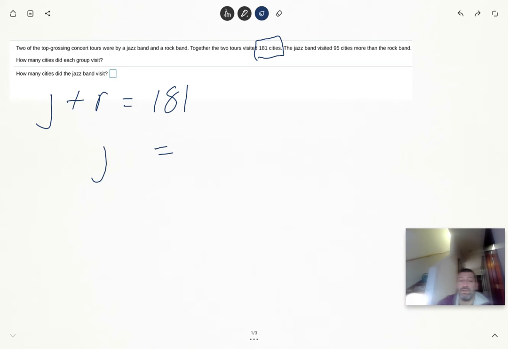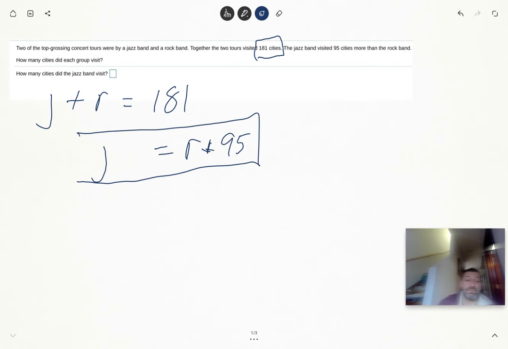The same result would be as if we subtracted 95 from the rock band. I'm sorry, the jazz band visited 95 cities more than the rock band. So I'm sorry, adding 95 to the rock band because the jazz band had 95 more. So to make them equal, we can do R plus 95. Okay, so now in this example, we already have one of the variables solved for. So I'm going to plug that into the first equation.